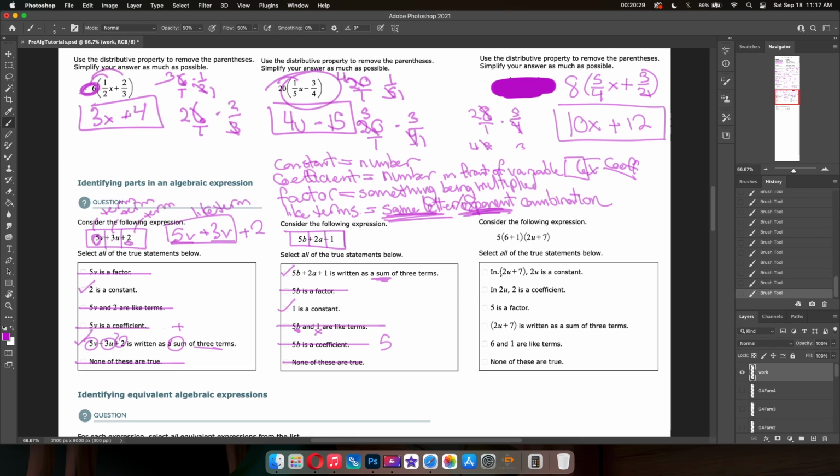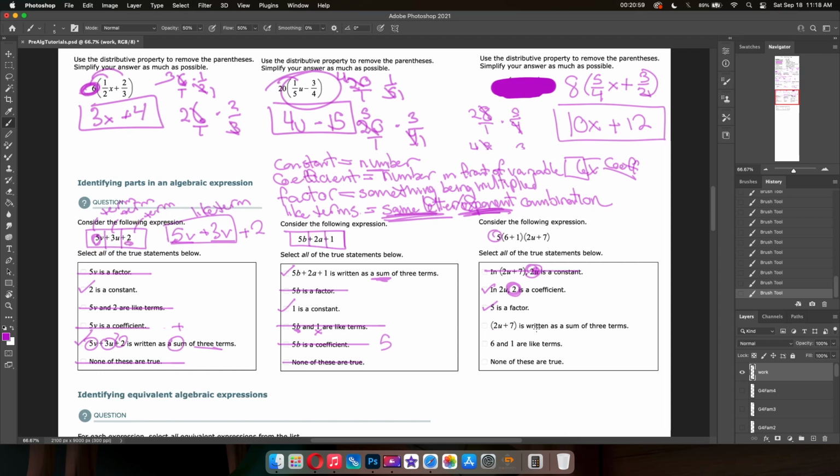In parentheses, the quantity 2u plus 7, 2u is a constant. What is a constant? A constant is just a number. So no, that one's not a constant because it has the u. It's the u that makes it fail. In 2u, 2 is a coefficient. Yes, finally, they said it right. Then what else? 5 is a factor. What does factor mean? Something being multiplied. Is 5 being multiplied? Yes.